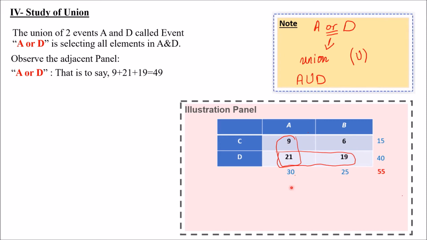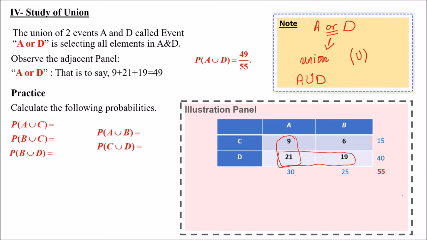Some students might ask, can we just add the total of A and the total of D? This is wrong. Look at the total of A, 30. The total of D is 40. Then the sum of these will give us 70. But the real answer is 49. So don't be confused with this. So the probability of A union D is equal to 49 over the total, which is 55.